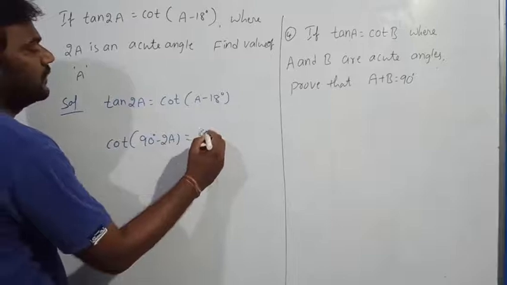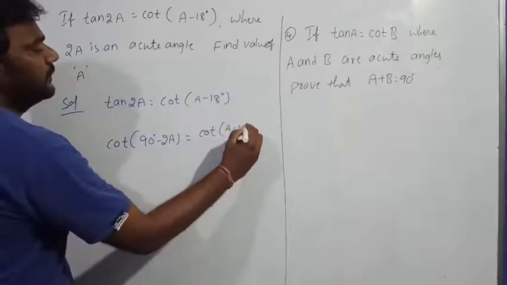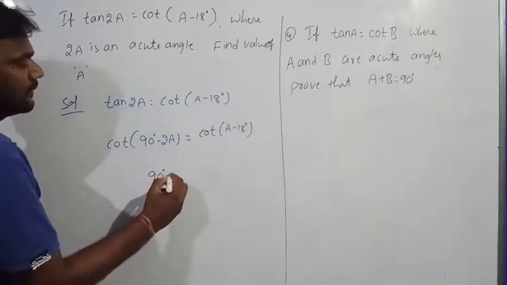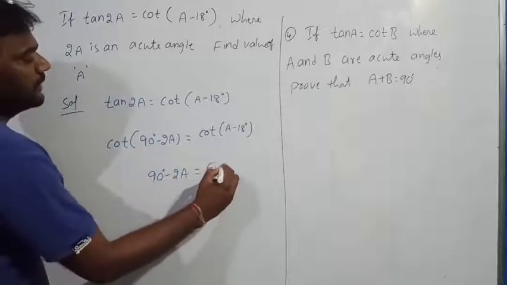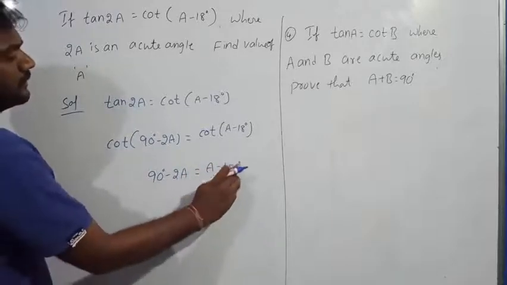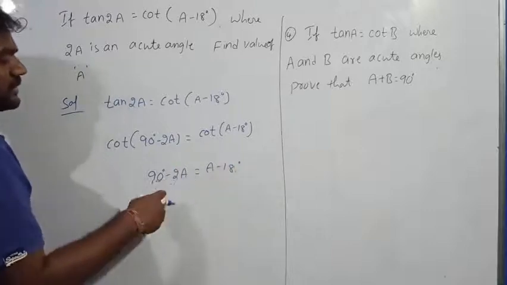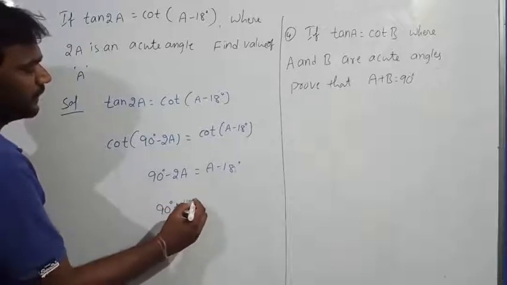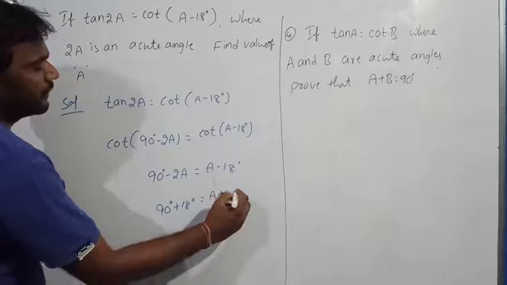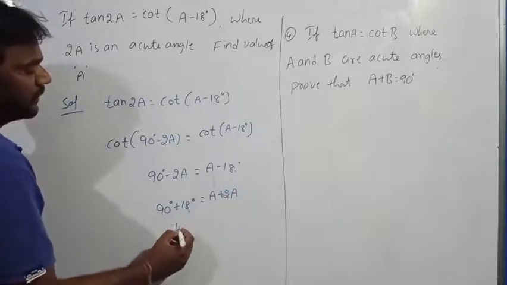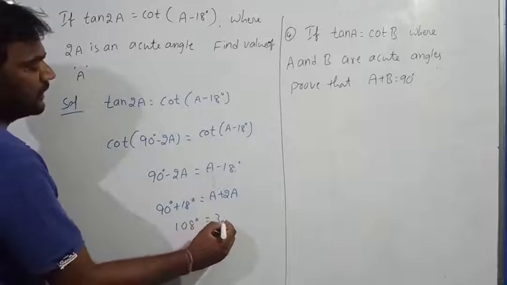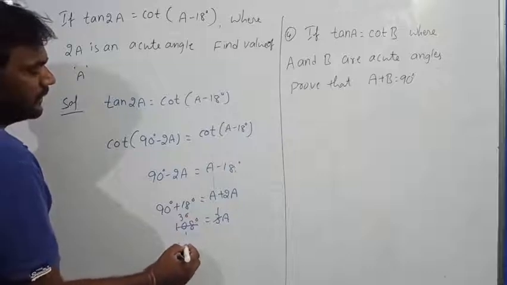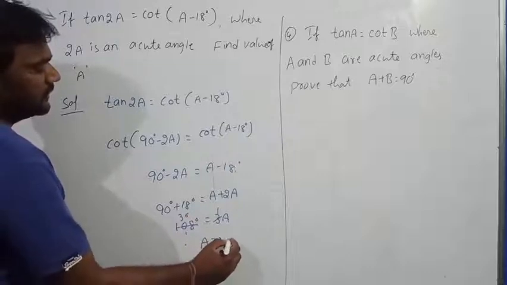Now the RHS, cot of (a minus 18 degrees). Now see, both sides eliminate the cot. Remaining is what? 90 degrees minus 2a equals a minus 18 degrees. So minus 18 changes to the LHS, minus 2a changes to the RHS. Plus 18 equals a plus 2a. So 90 plus 18, 108, equals 3a. 3 1s are 3, 3 3s are 9, remaining 1, 3 6s. Then a equals what? 36 degrees.